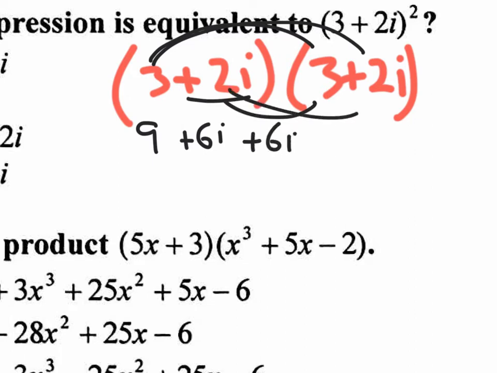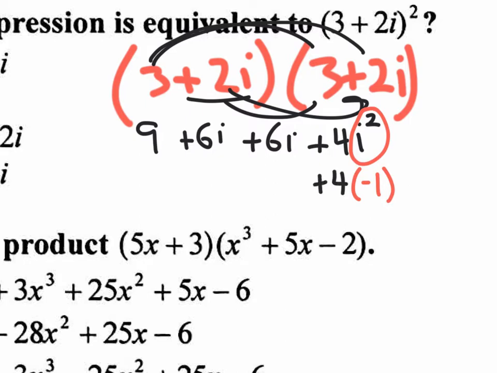And then 2i times positive 2i. Well, the 2 times 2 is 4, but the i times i is i squared. And that's what we need to look out for. i squared is really what? -1. So we really have a -1 right here that we need to multiply the positive 4 by. And let's also remember that the 6i and the 6i, you combine those, kind of like if it were 6x plus 6x, we'd end up with a positive 12x, but in this case, we have a positive 12i.